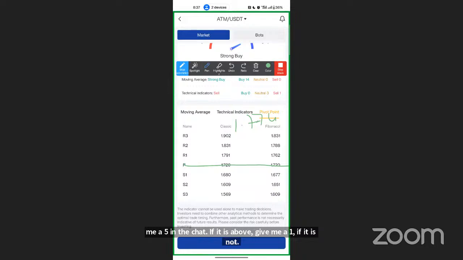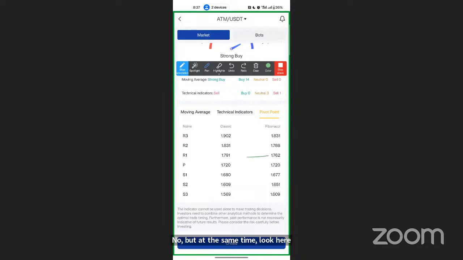No. But at the same time, look here. Is it above resistance 1 on the Fibonacci? Give me a 2 in the chat, because it is 1.774. Is it above resistance 1 on the Fibonacci? It means that if you had come on this coin and entered at the pivot point, you have now made profit.